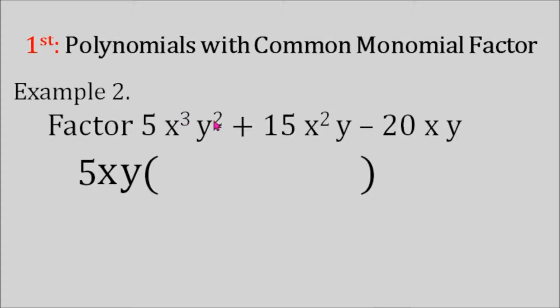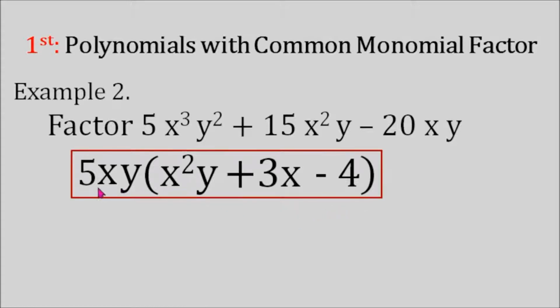5x cubed y squared divided by 5xy equals x squared y. 15x squared y divided by 5xy equals 3x. Negative 20xy divided by 5xy equals negative 4. So these are the factors: 5xy times the quantity x squared y plus 3x minus 4.